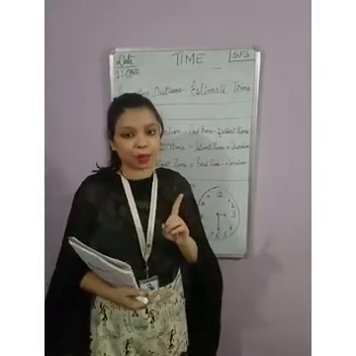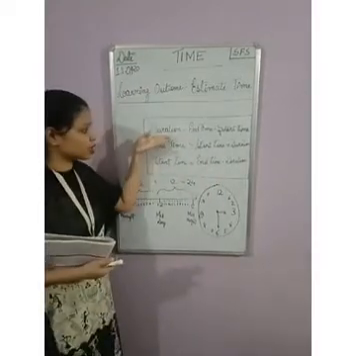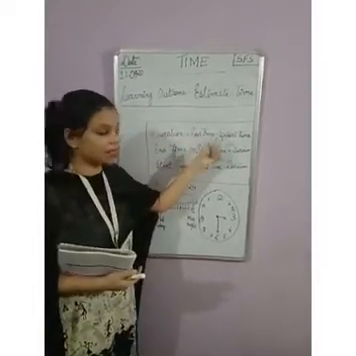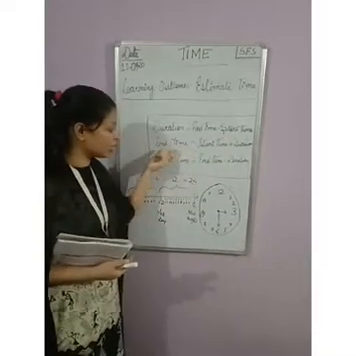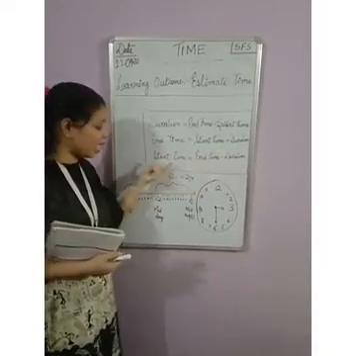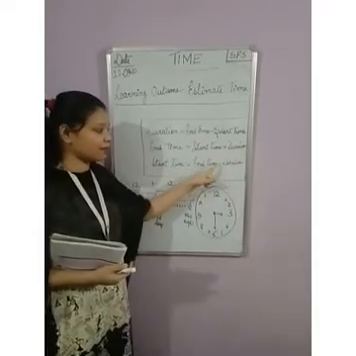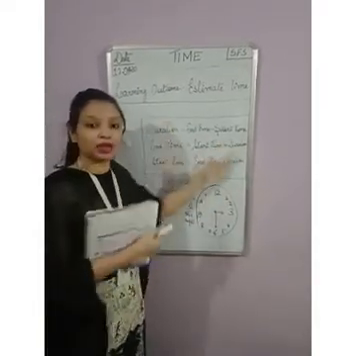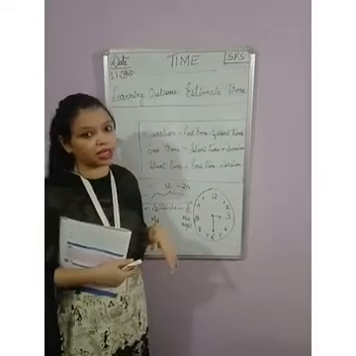Remember the mathematical operation used here. For the duration, it is end time minus start time. For the end time, it is start time plus duration. And for the start time, end time minus duration. You have to remember this combination. You can write it in your copy.